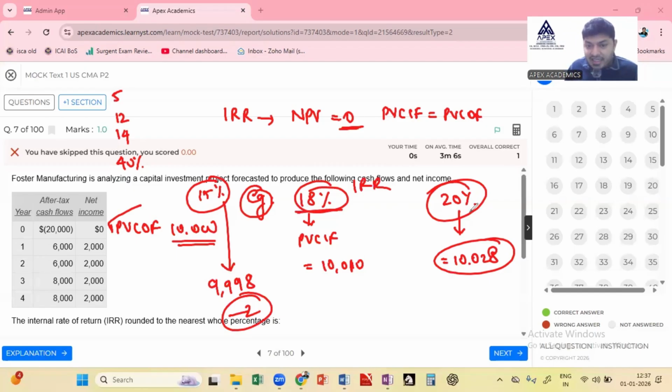Here, if I compare 18% and 20%, who is, again my question, who is closest to 10,000? 18% is closest to 10,000. That is why what is my answer coming? That is why my answer is coming to 18% per this example.